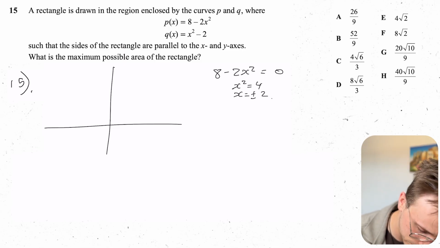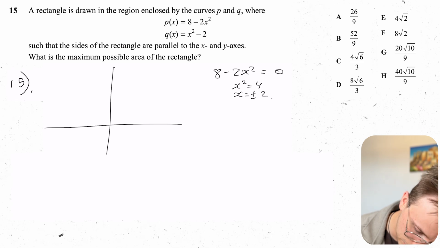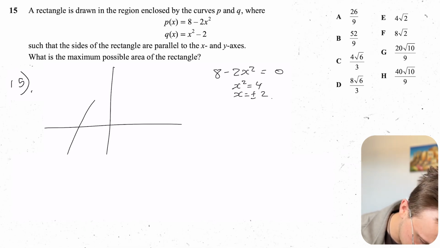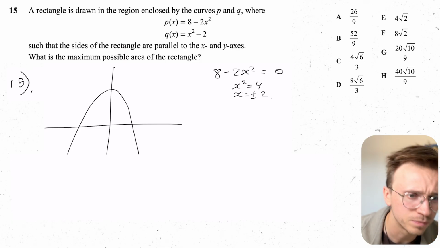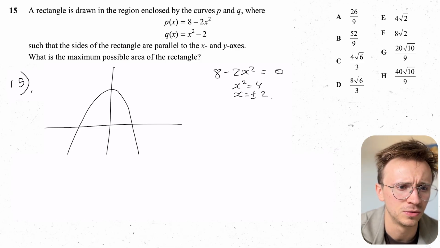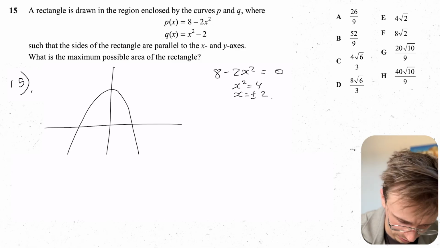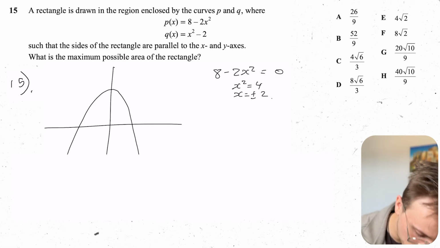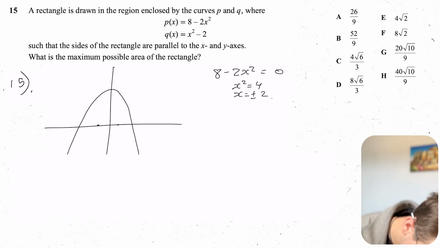So it looks like, and it also goes to 8. So it looks like this. So the sides are parallel to the x and y axes, okay? And the curve x squared minus 2, so that goes through 1, goes through here.